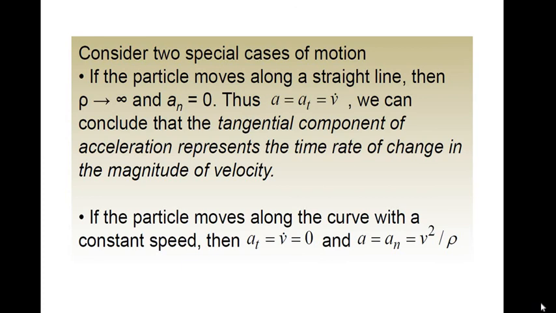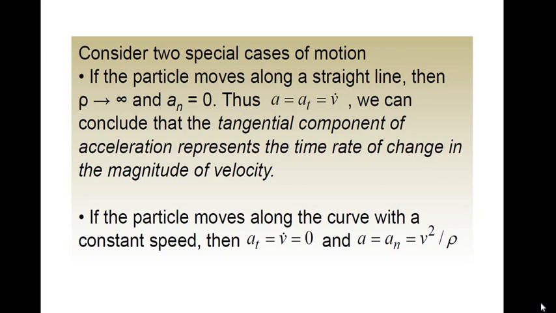In this, consider two special cases of motion. First one, if a particle moves along a straight line, then rho tends to infinity and an is equal to 0. Thus a is equal to at is equal to v dot. We can conclude that the tangential component of acceleration represents the time rate of change in the magnitude of the velocity.